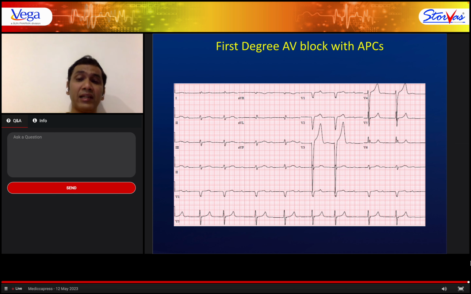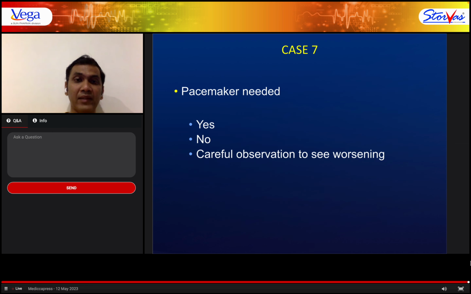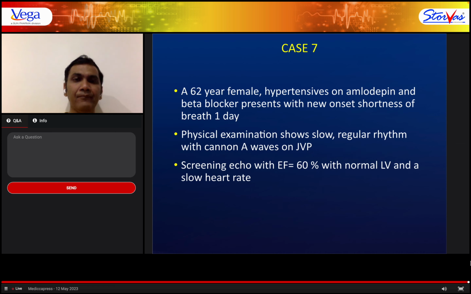Again, in a patient with a TAVR, but this does not probably require a pacemaker at this point of time. Because the PR interval is prolonged, careful observation to see worsening is critical. The slight irregularity that you see should not provoke you to get a pacemaker in these patients.